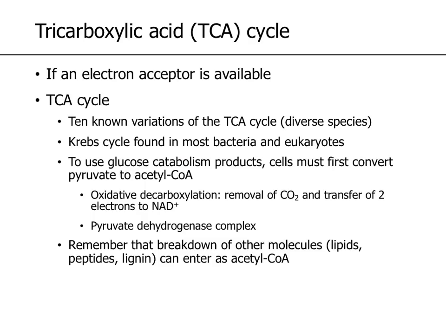All right, so the other option is if there's an electron acceptor available, right? Of course, if there's an electron acceptor available, it's going to go through the tricarboxylic acid cycle, the TCA cycle, because it's going to generate more energy that way. And so we'll talk about the TCA cycle next. There are 10 known variations of the TCA cycle, all happening in diverse species of bacteria. You might also have heard this called the Krebs cycle.